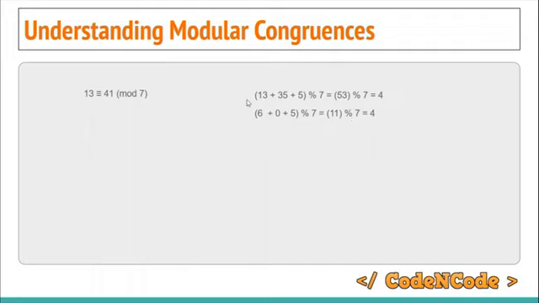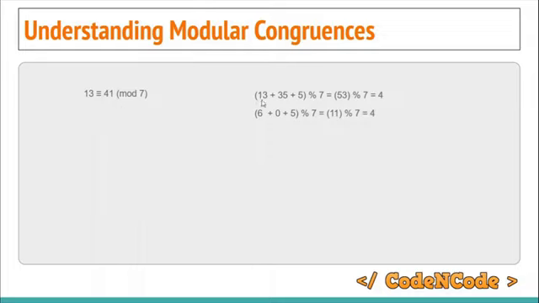Now you see, if I replace 13 with 41, this equation would not change, because 35 and 5 would still be 0 and 5. But if I replace 13 with 41, we know these two are congruent, which means they would leave the same remainder.